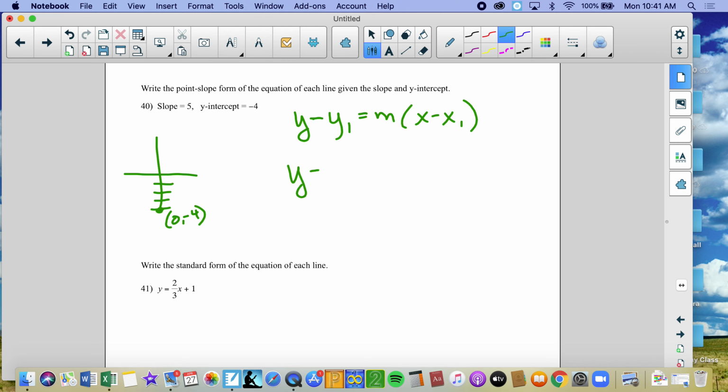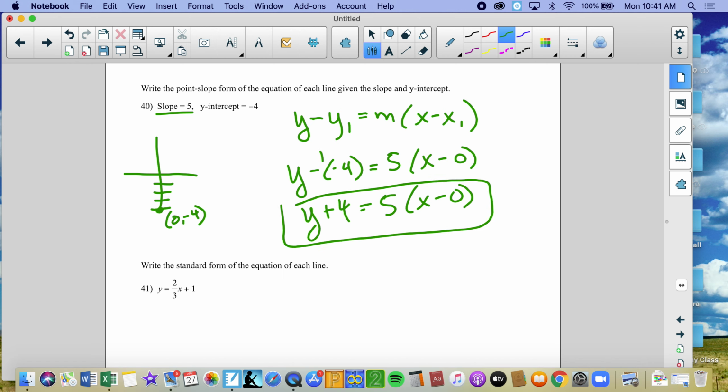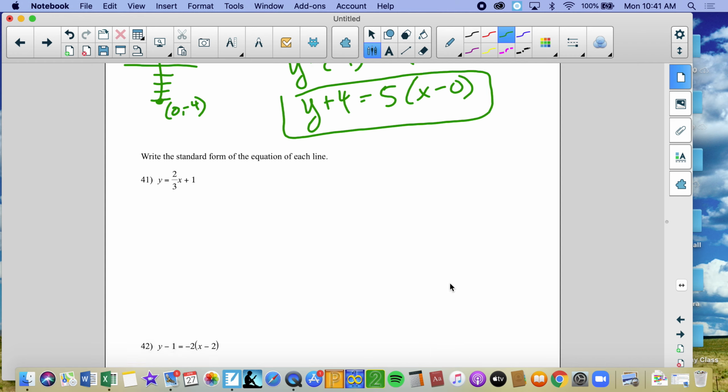So we substitute it in. What's my y value? It's -4. What's my slope? Well, it tells me my slope is 5. What's my x value? 0. So we would rewrite it as y plus 4 equals 5 times the quantity x minus 0. You want to leave it like this. You want to simplify those double signs, and you want a value times a quantity in that, because you want to be able to pull out the point later on.